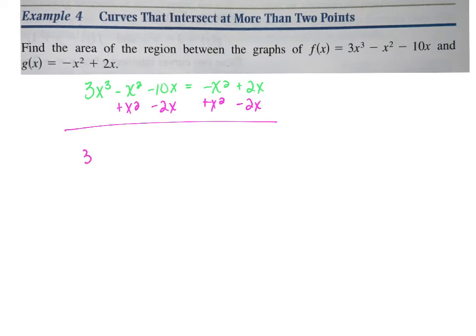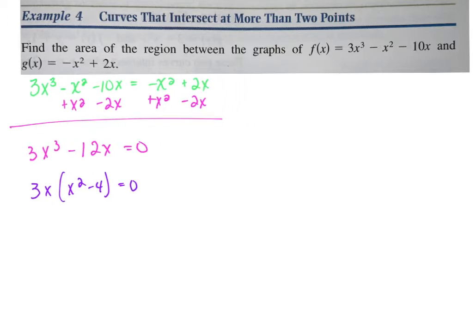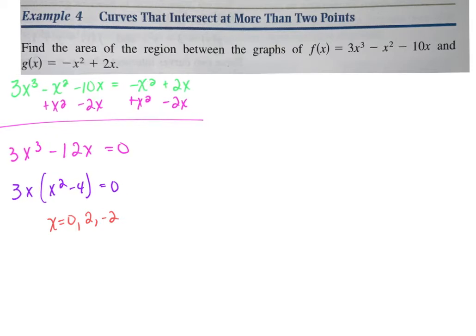So you'll get 3x cubed minus 12x. Factor out. So you are going to get 3 points. You will get x equals 0, x equals 2, and x equals negative 2. Okay. So when this happens, you actually have to set up two problems, right? You want to go from negative 2 to 0 and then 0 to 2.